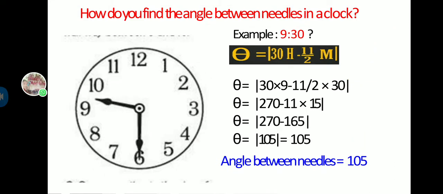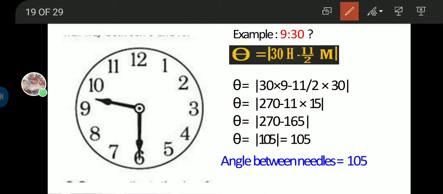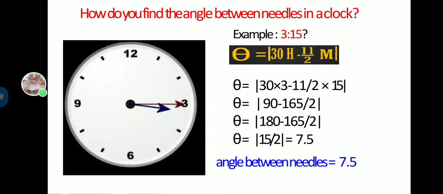Next. How do you find the angle between the needles in the clock? Same, 9:30. Your answer is going to be 105. You just write the question and the answer, and verify later in the video. Next, 3:15, same thing.